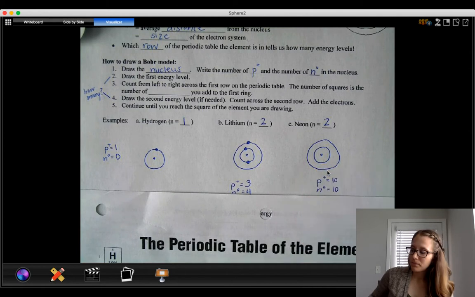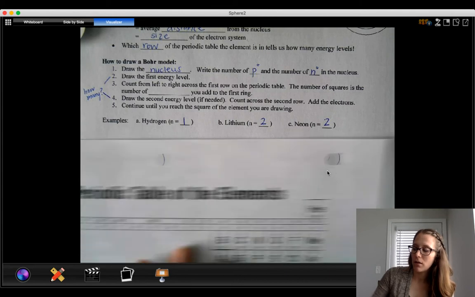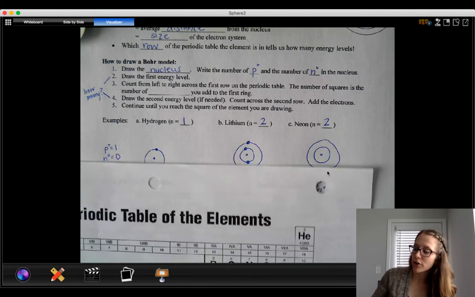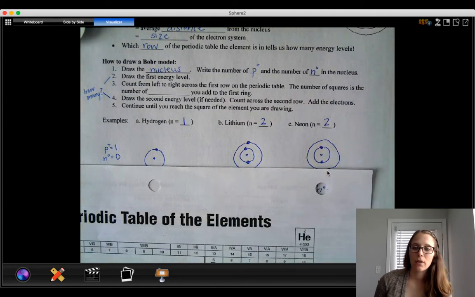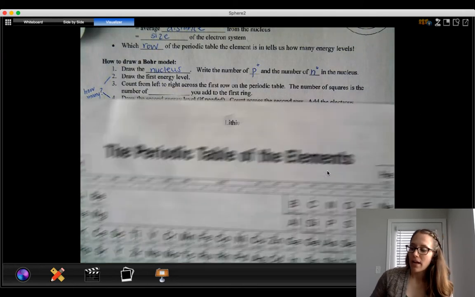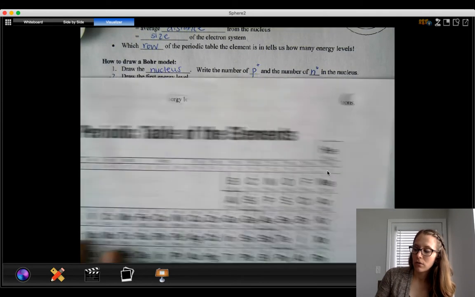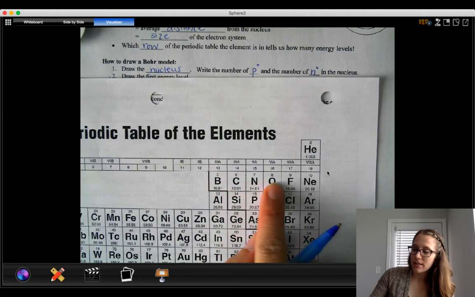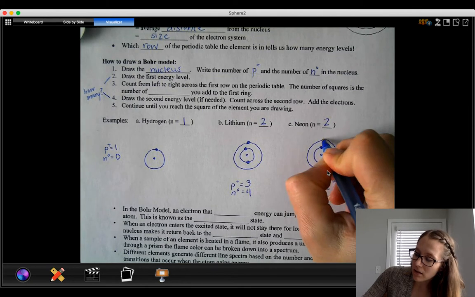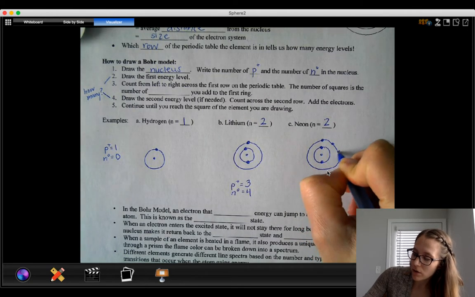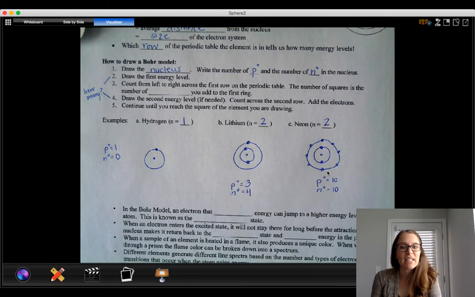For neon, in the first row of the periodic table, I count across 1, 2. So neon's first row had 2 electrons, so its first ring has 2 electrons. And then I go down to the second row, and I'm going to count across until I get to neon. 1, 2, 3, 4, 5, 6, 7, 8 to get to neon. So in the second row, I need 8 electrons. And I just kind of spaced them out.